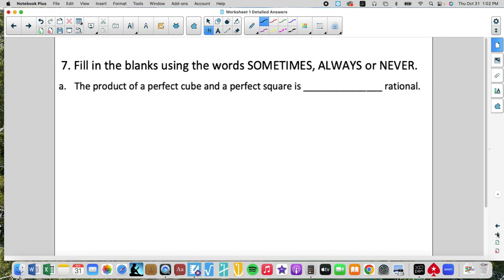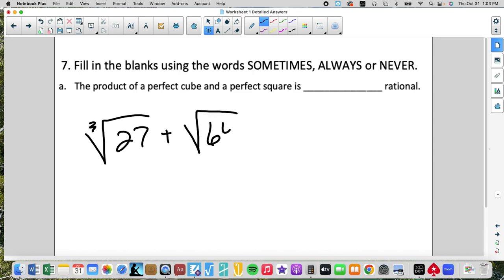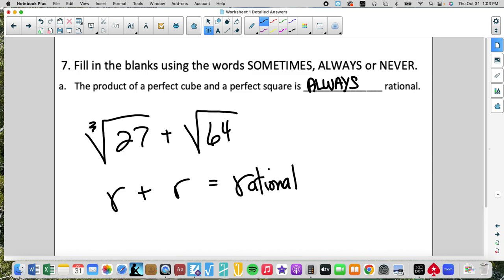Fill in the blanks using the words sometimes, always, or never. The product of a perfect cube, so a perfect cube would be 27, the cube root of 27, and a perfect square would be 64, is always rational, because this is going to produce a rational number, and a rational number plus a rational number will always equal a rational number. That's good. That's always, we like that.